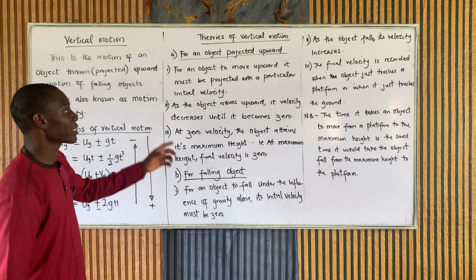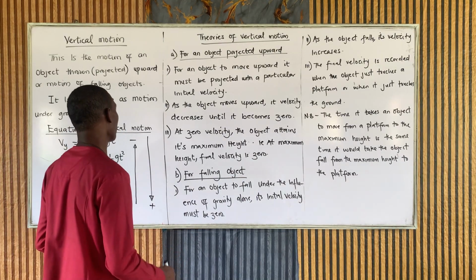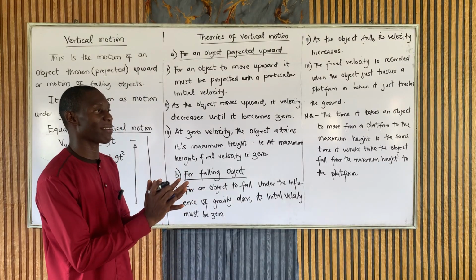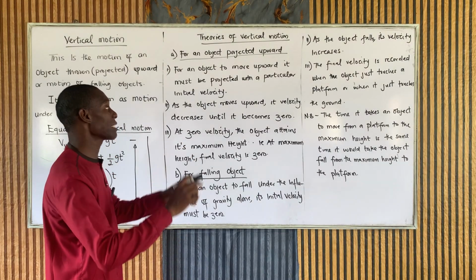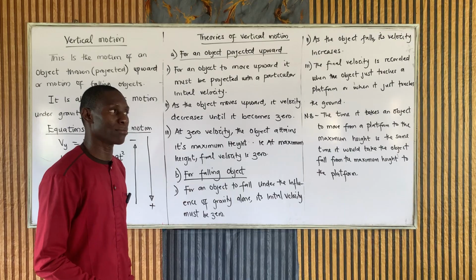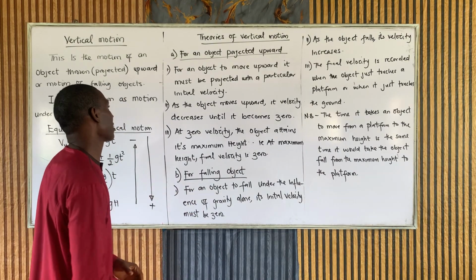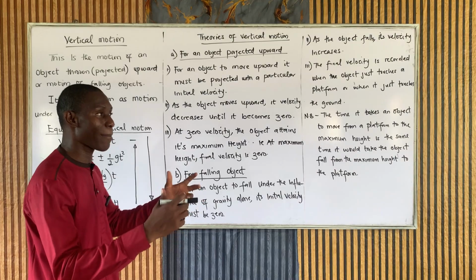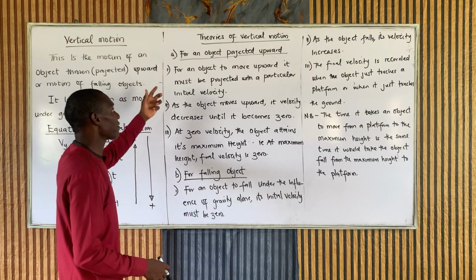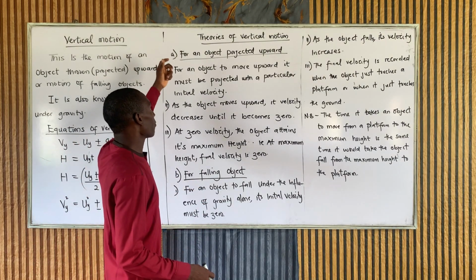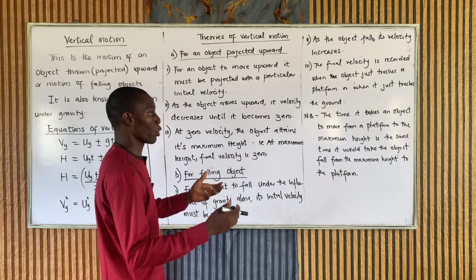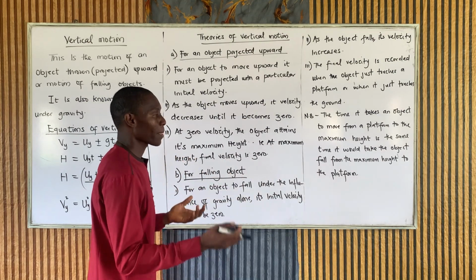Now, we want to look at theories of vertical motion. There are certain theories we need to understand about vertical motion. It gives us a comprehensive knowledge of vertical motion because vertical motion is just controlled by gravity. So there are predictable things about vertical motion. And first and foremost, if the object is projected upward or is moving upward, what can we know?